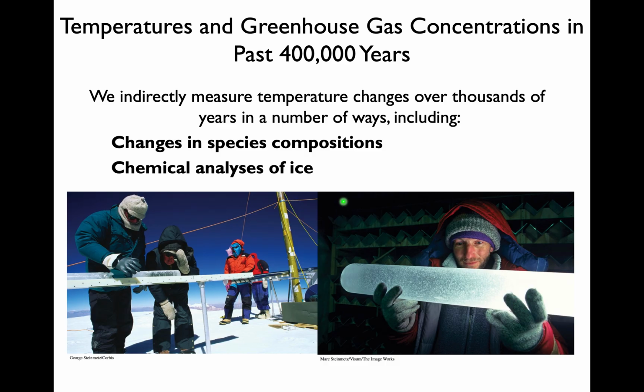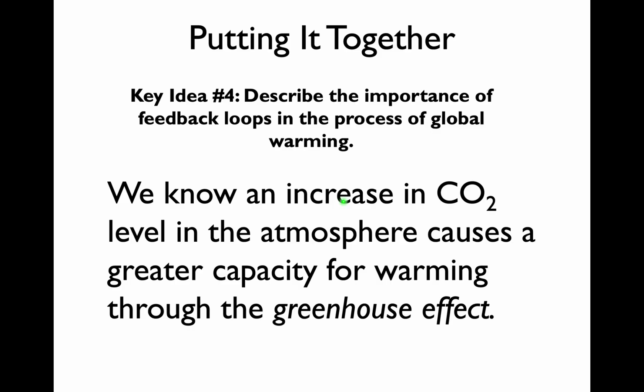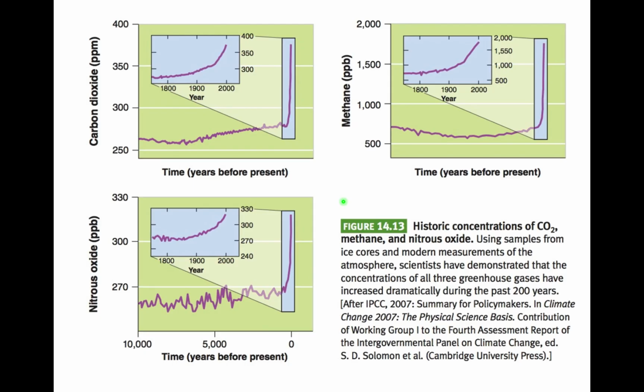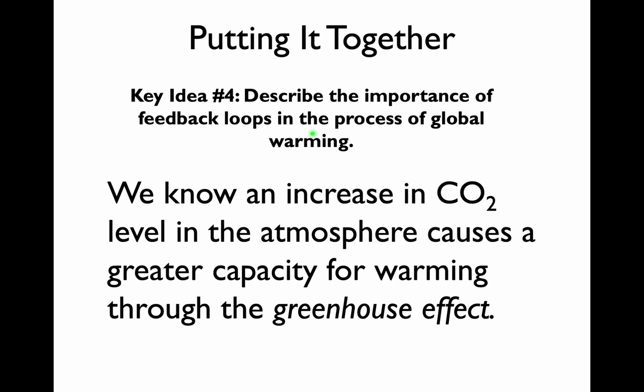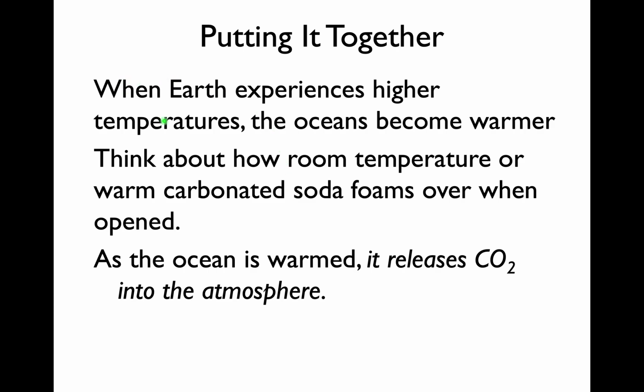So now that we've looked at some of these trends, what's the big picture of this idea of increasing greenhouse gases and CO2? We're understanding that we're seeing this really convincing correlation between global temperature and greenhouse emissions. So what we like to discuss is, sure, that could happen naturally. But what if we think of this in terms of a feedback loop? We know an increase in CO2 level causes greater capacity for global warming through the greenhouse effect. And what else happens then?